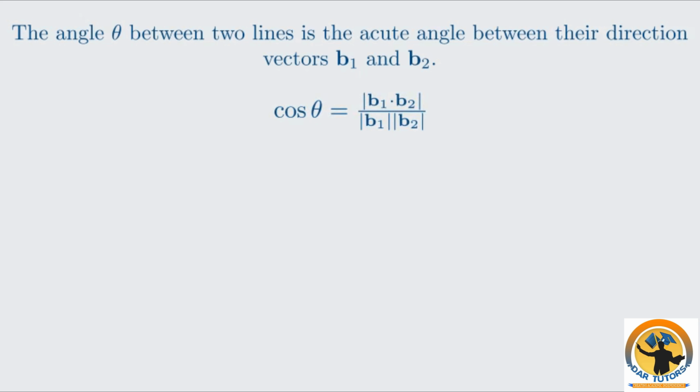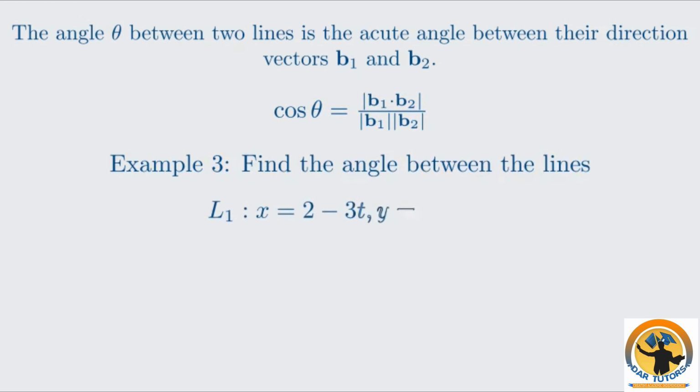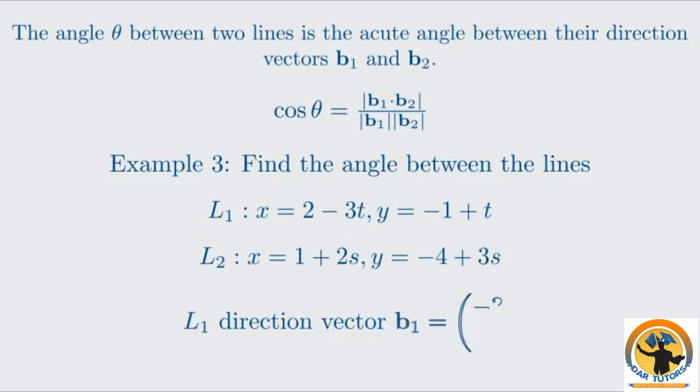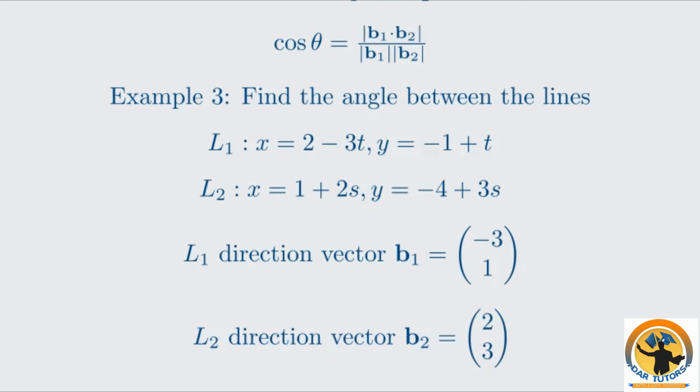Let's apply this to an example. Find the angle between the lines L1 and L2 given by their parametric equations. First, we need to identify the direction vectors for each line. For L1, the coefficients of the parameter t give us the direction vector b1, which is (-3, 1). For L2, the coefficients of the parameter s give us the direction vector b2, which is (2, 3). Now, we can plug these into our formula.